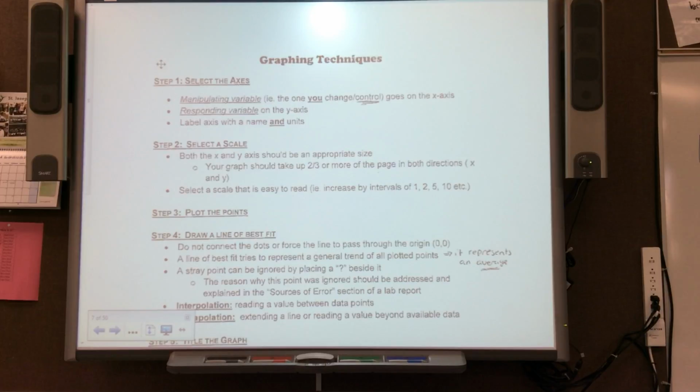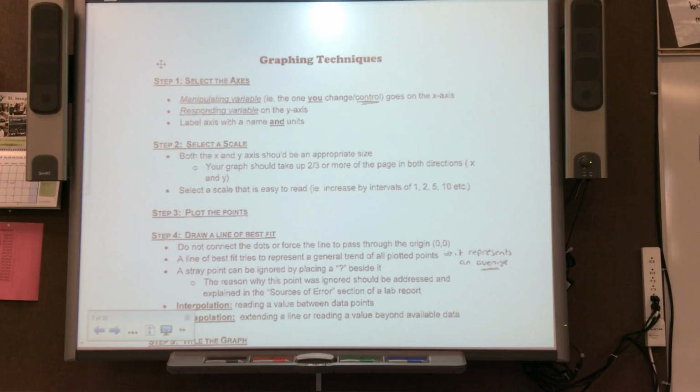On the X axis is the manipulating variable. It's the component that you control. If you're trying to see how far something goes in a specific period of time, you're controlling at what time intervals you're going to measure that distance at. So the time would go on the X axis. And the responding variable, which is the one which is changing, so in our example the distance, would go on the Y axis.